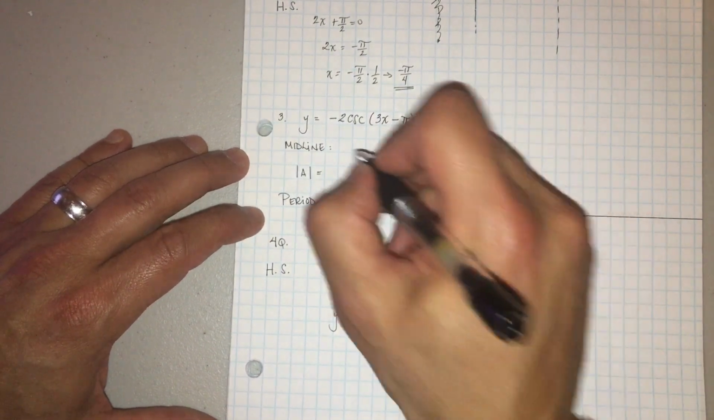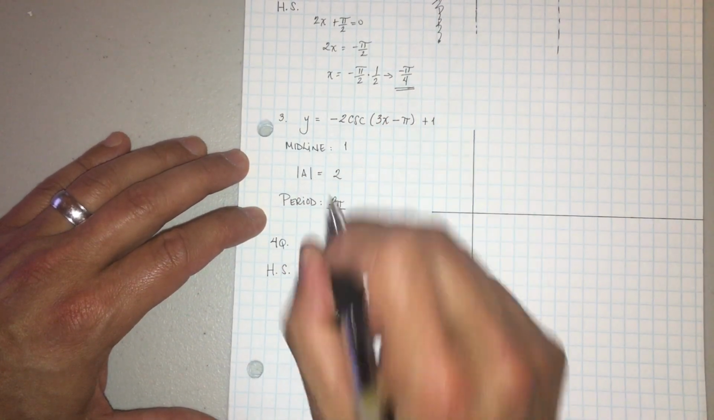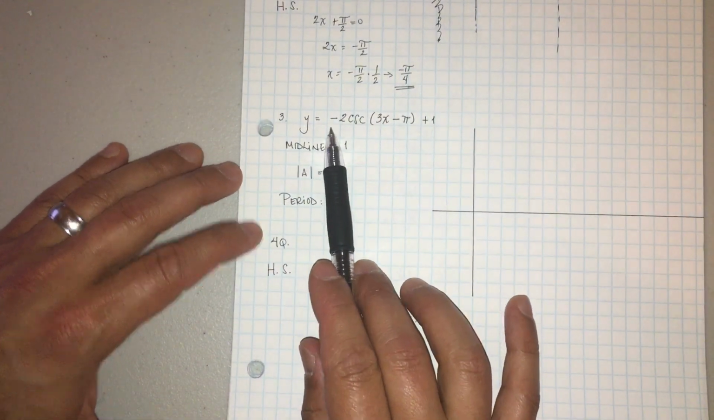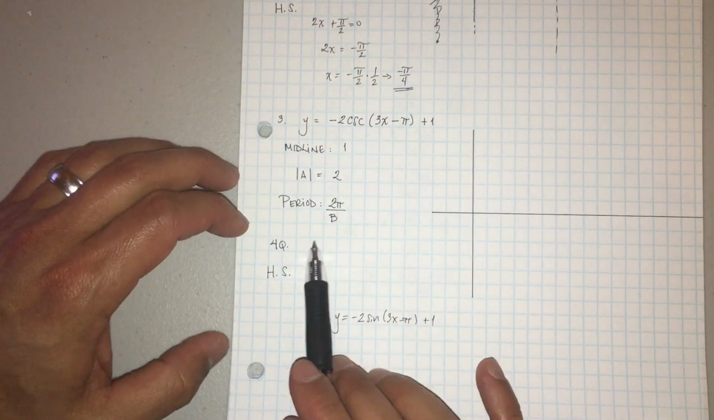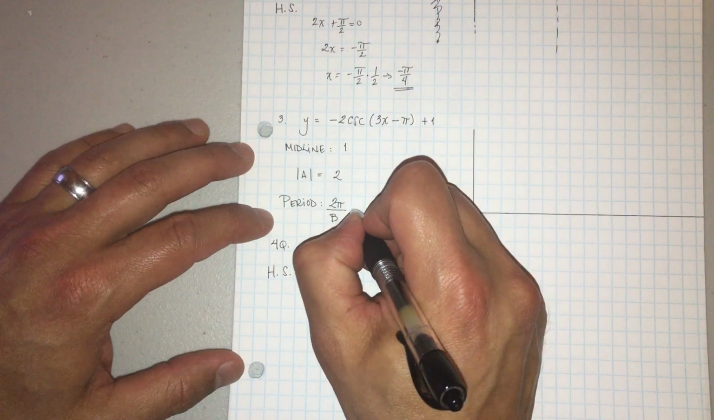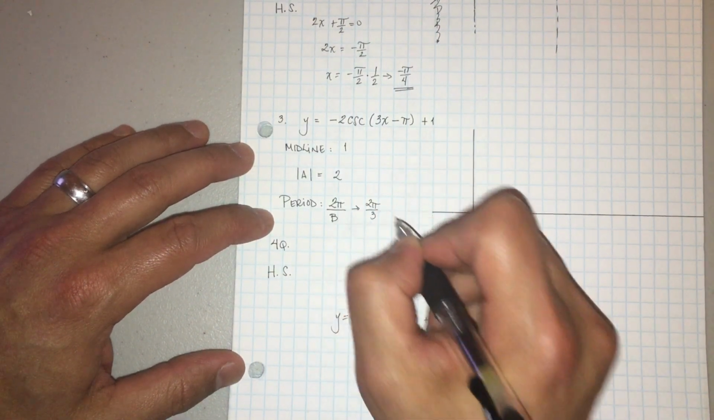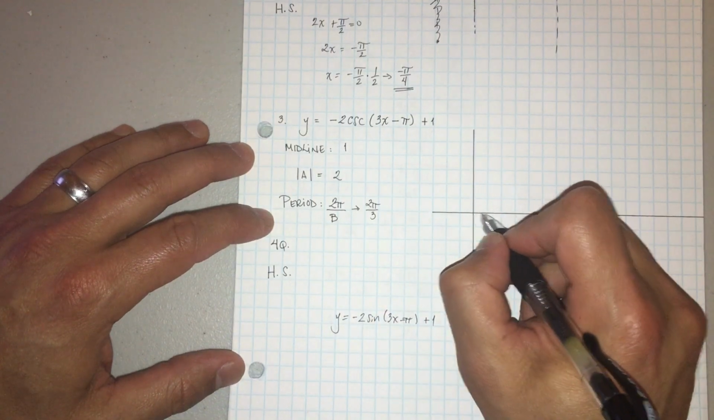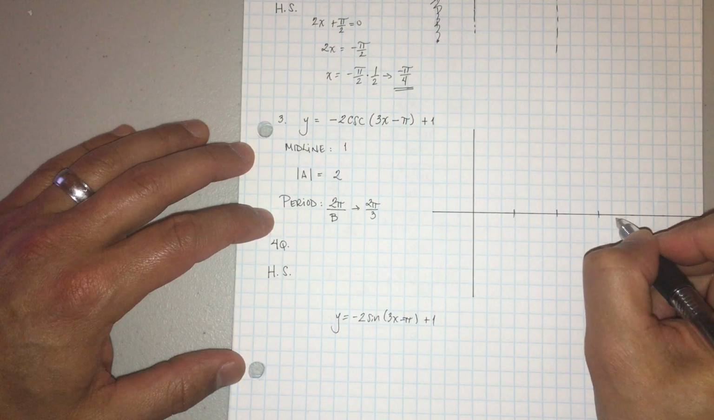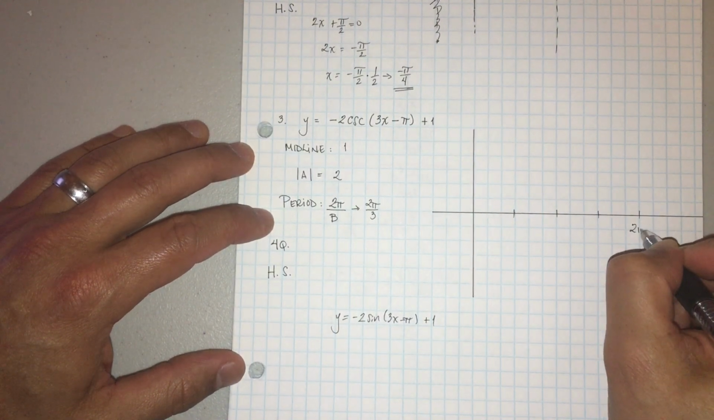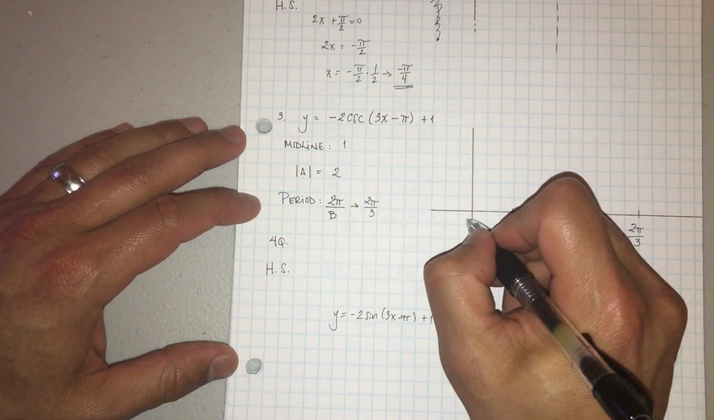What's my midline? Is that number out here, 1. What's my amplitude? It is going to be 2. Even though there's a negative, you can just ignore it because it's how many units you go up and down. What's my period? It's whatever number's in front of that x. So it's going to be 2 pi over 3. So by the time I get to one cycle, it's going to be 2 pi over 3. We start off at 0.